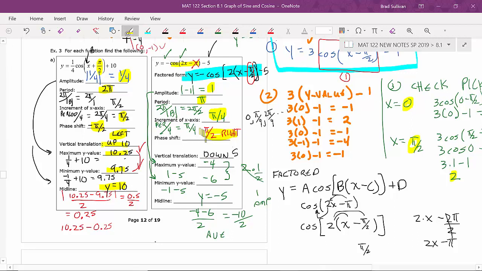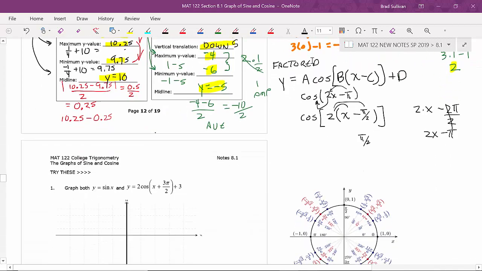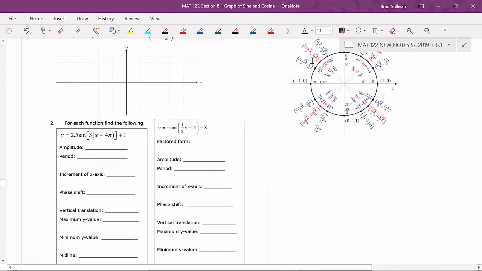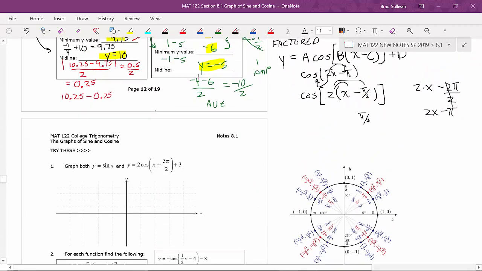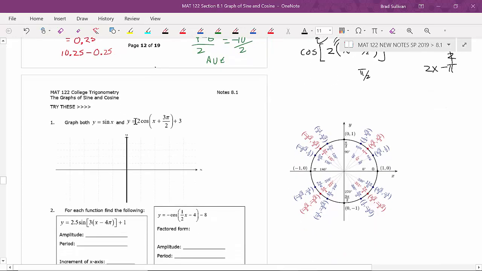Okay, so we're now beginning to put this all together. You need to be able to look at a function, put it in factored form, and then quickly find amplitude, period, increment, phase shift, up, down, max, min, midline. All those things are very important. Okay, so I'm going to scoot to the next page, and then I'm going to put you to work on two problems. So I want you to graph this.